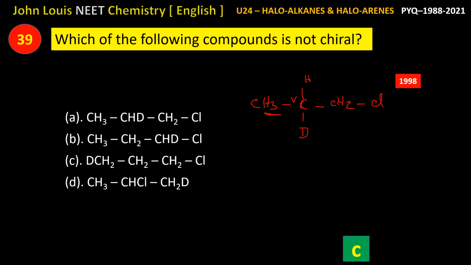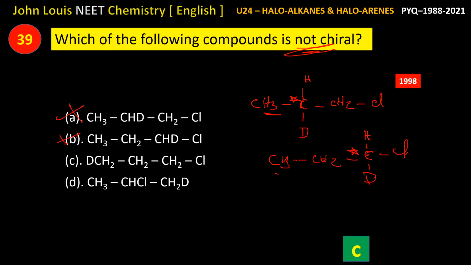Here this carbon is chiral because one is CH3, the other one is D, the other one is hydrogen, the other one is CH2Cl. All the four groups are different, therefore it is having a chiral carbon. But what they are asking is which is not chiral. Therefore option A cannot be the correct one. Then option B, you take CH3, CH2, because three hydrogens, two hydrogens cannot be chiral. Then CHD and Cl. Here this carbon is bonded to four different groups. Therefore this is also chiral. But the question is what is not chiral. Therefore option B is also not correct.